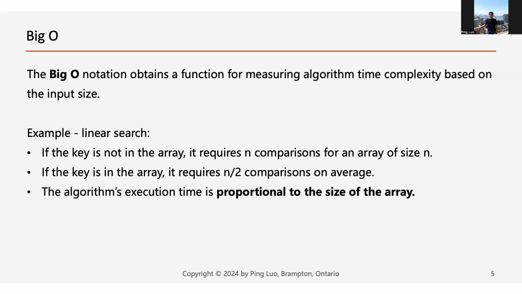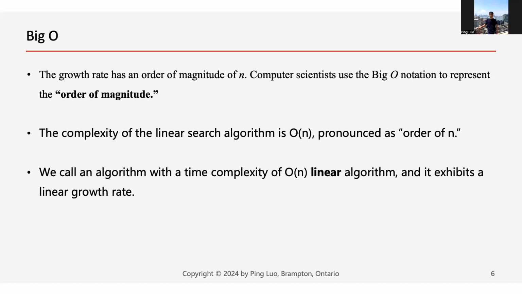So this linear search's execution time is proportional to the size of the array, because the average is half of n. If we use Big O to represent linear search, it will be O(n). It's pronounced as order of n. Basically, it tells that linear search needs n operations to finish.